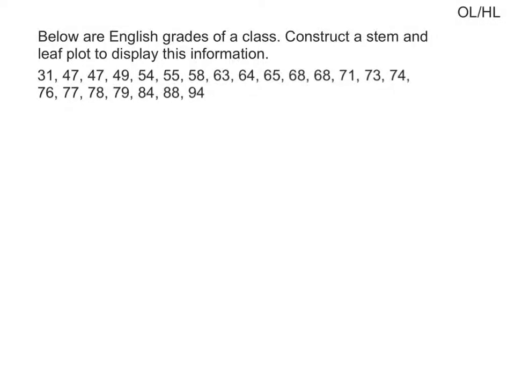Let's have a try of a stem and leaf diagram question. The question states that below are English grades of a class and asks you to construct a stem and leaf plot to display this information. For double-digit numbers, we use the 10 value as the stem. For example, for 31, 3 is the stem, and the units are the leaves. In the case of 31, 1 is the leaf.